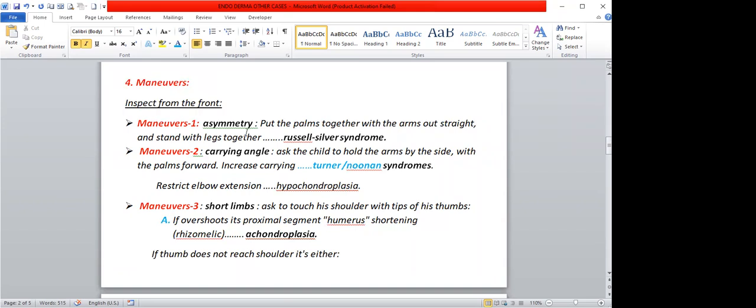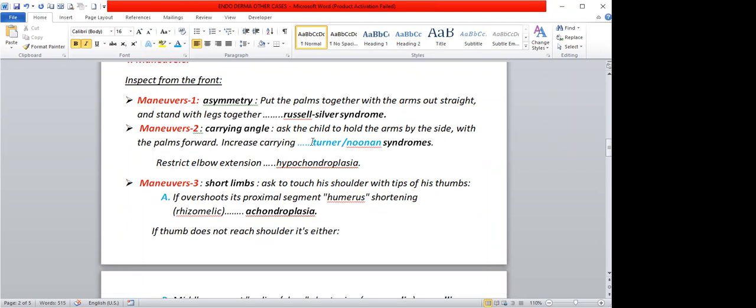In the front view, what do we need to see? That is asymmetry. If there is any asymmetry of the body, including the limbs, that may be present with, as we all know, Russell Silver, and another, hemihypertrophy, may be there. Can anybody tell the name of this other one? Beckwith-Wiedemann. Excellent. So not short stature, but sometimes hemihypertrophy.